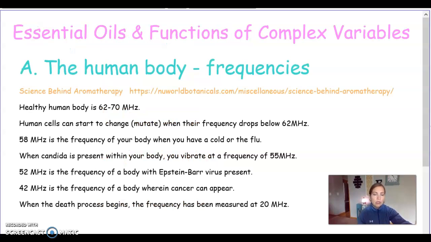So when I first started looking into essential oils, I'd never heard of frequencies as far as the human body. In my research, I found that the healthy human body is usually at a 62 to 70 megahertz frequency. And then here are some other frequencies at which maybe your body would not be feeling well. So the use of essential oils can make your human body create a higher frequency so that you stay healthy.